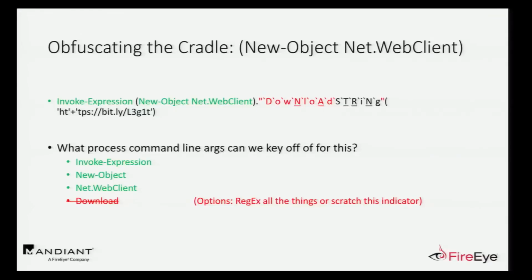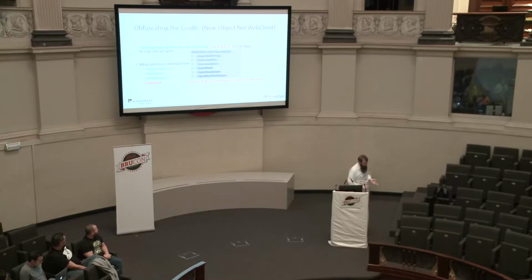So as a defender, we can start to do crazy regex to try to look for ticks, but now that we know we can also reorder everything, it's hopeless to look for every possible way you could write download. So as an indicator, let's just remove that.